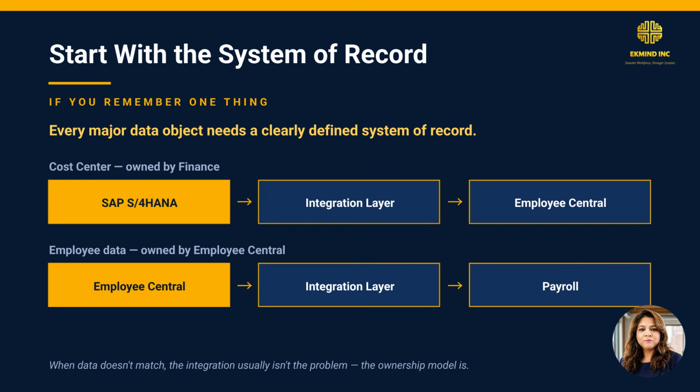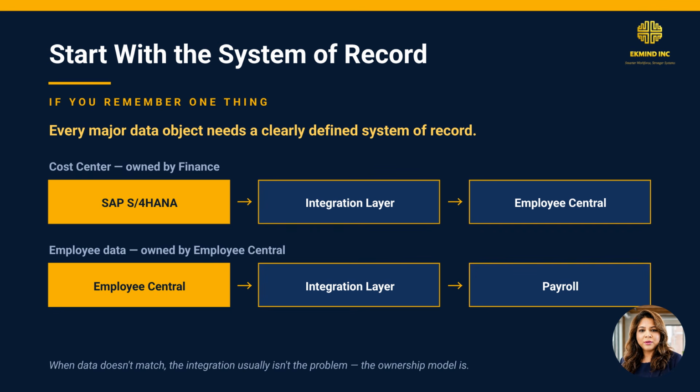If you remember only one thing from this video, remember this. Every major data object needs a clearly defined system of record. Employee Central might be your HR system of record, but that doesn't automatically mean Employee Central owns everything. Take cost center. In many organizations, finance owns the cost center hierarchy. That might originate in SAP S/4HANA. So instead of creating cost centers manually inside Employee Central, the architecture might look something like this: S/4HANA to integration layer and integration layer to Employee Central.